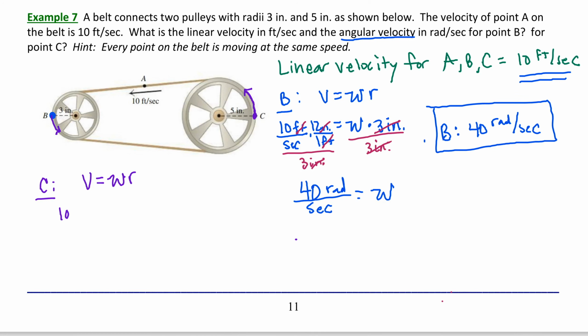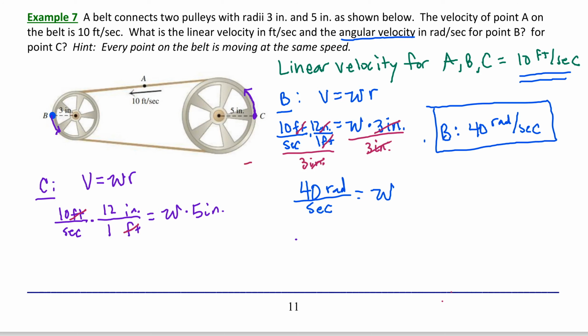Again, the linear velocity for point C is 10 feet per second. Let's take the time to convert those feet to inches. We know in 1 foot there are 12 inches, and that will allow us to calculate omega for point C with a radius of 5 inches. On the left side, I'm going to cancel the feet, so we have inches per second.